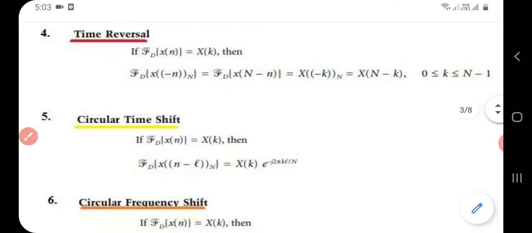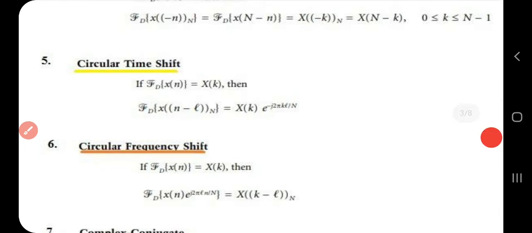Next is circular time shift. If DFT of x of n is equal to X of k, then DFT of x of (n minus l) modulo N equal to X of k e raised to minus j 2 pi k l by N. So here l is the shift applied.